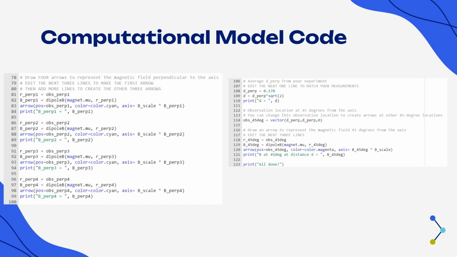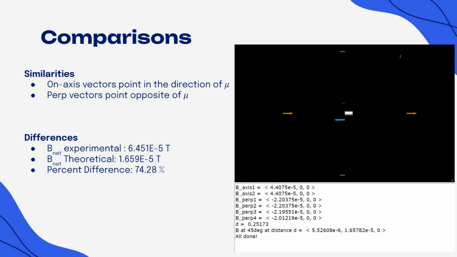As you can see here, we also did the same thing for the perpendicular distances, and we also inputted the average perpendicular distance into the code and printed that out. And then we created an additional observation location and found the magnitude of the magnetic field there. After printing that out, we can see that the model code looks like this with all these values.